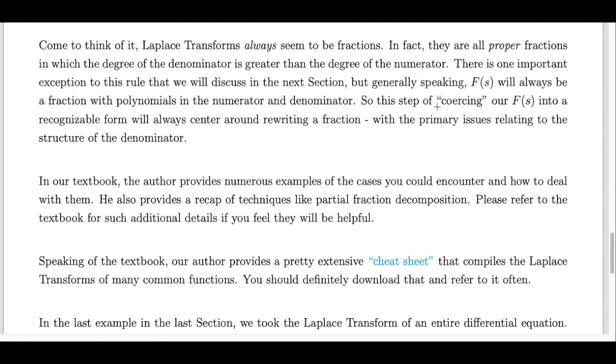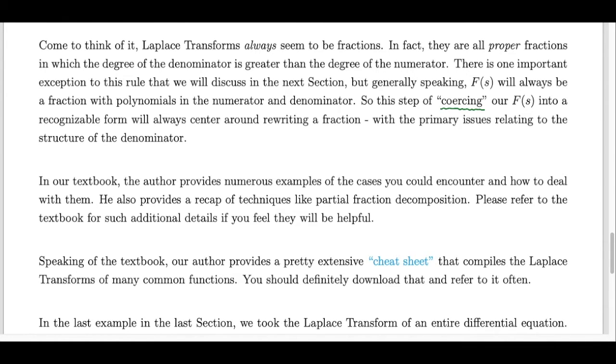So when it comes to coercing our given transform into a recognizable form, this is always going to boil down to somehow rewriting our fraction. We've seen a few of the algebraic strategies that will be required in the previous examples, but I'll just point out that our author provides several examples of different cases, as well as a refresher and some more details regarding some of these algebraic techniques.